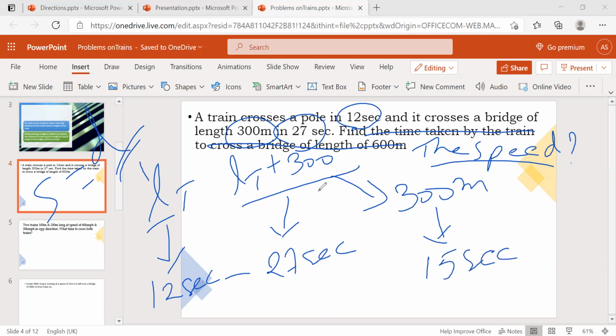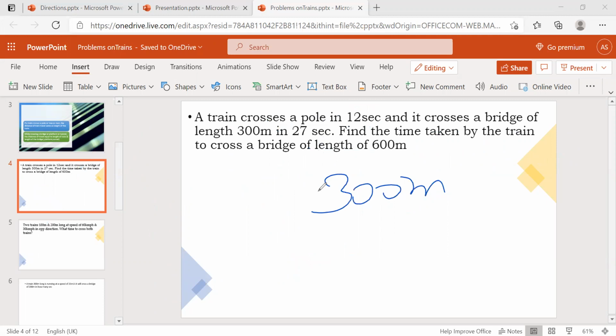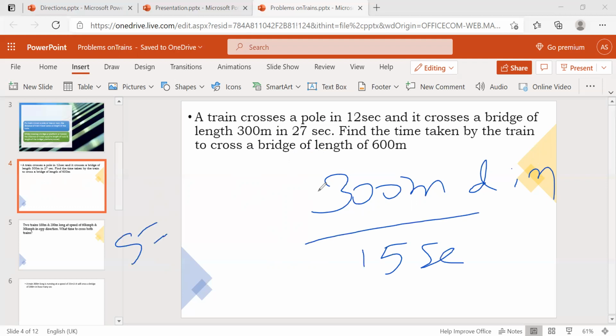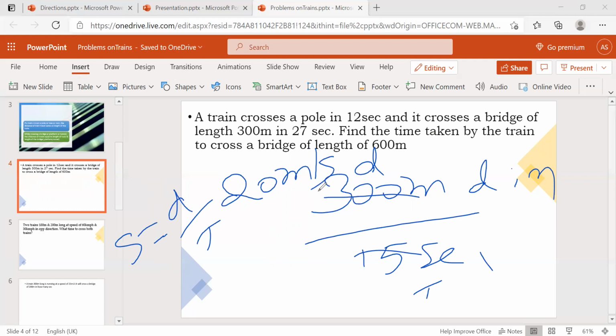Now see here, we know the distance. We have the distance, 300 meters, and we have the time. So we can find out the speed easily, right? Now, 300 meters distance in 15 seconds. It's nothing but 300 by 15. Speed equals distance by time. So this is the distance and this is the time. So 300 by 15. Once 50, 20. This is 20 meters per second, right?